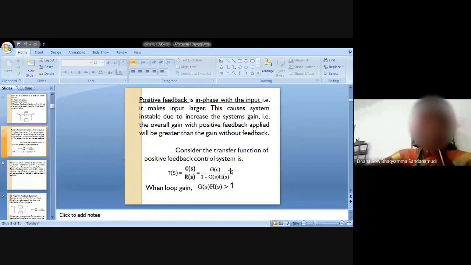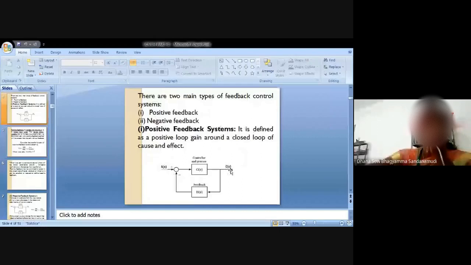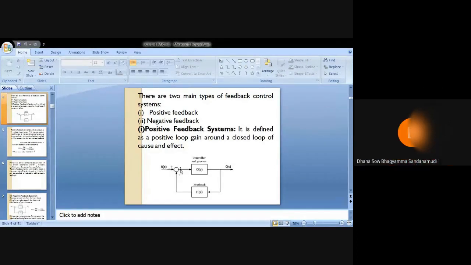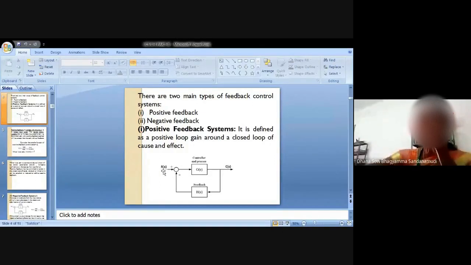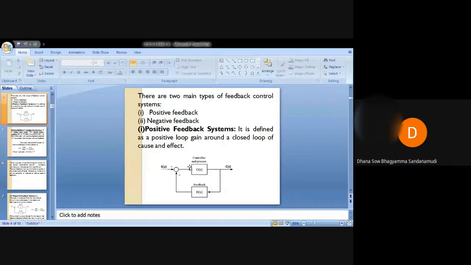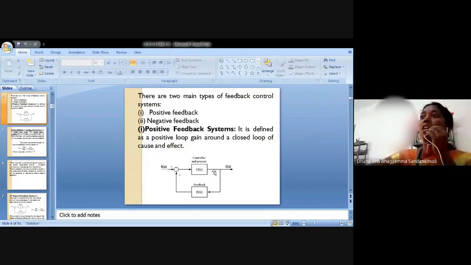Actually, if you see this diagram, this circuit, what we can see is that H of S is added with the R of S at this summing point. This is a summing point. So when feedback is given to the system, R of S as well as H of S is given to this controller and process. Of course, first the controller will come, later on the process will come. In general, we have replaced it by some G of S. So the overall input is increasing here.